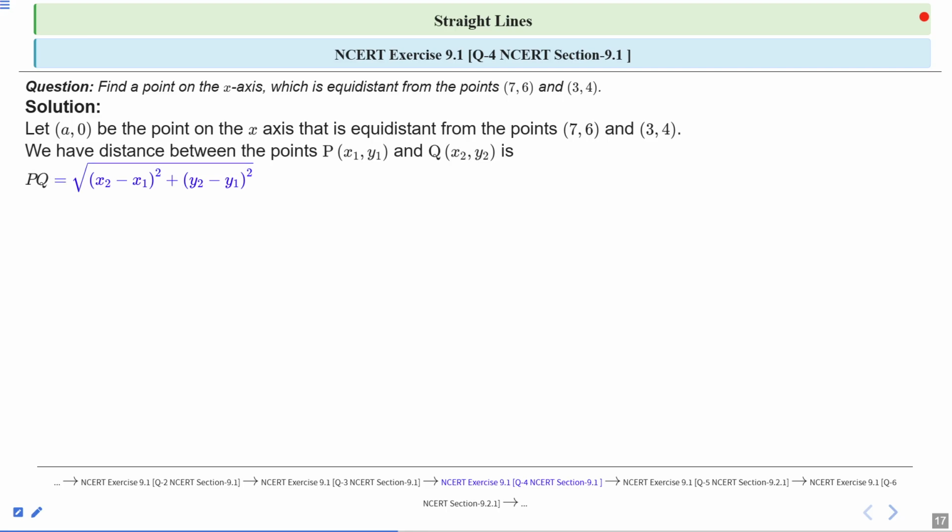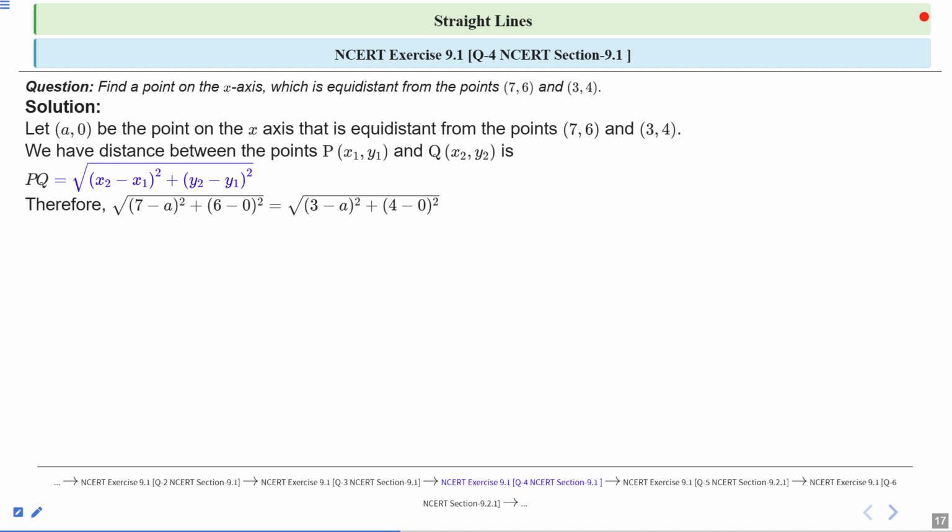And we have the distance between the points P(x1, y1) and Q(x2, y2) is square root of (x2 minus x1) whole square plus (y2 minus y1) whole square. So it is known that PQ equals square root of (x2 minus x1) whole square plus (y2 minus y1) whole square. Therefore, square root of (7 minus a) whole square plus (6 minus 0) whole square is equal to square root of (3 minus a) whole square plus (4 minus 0) whole square.